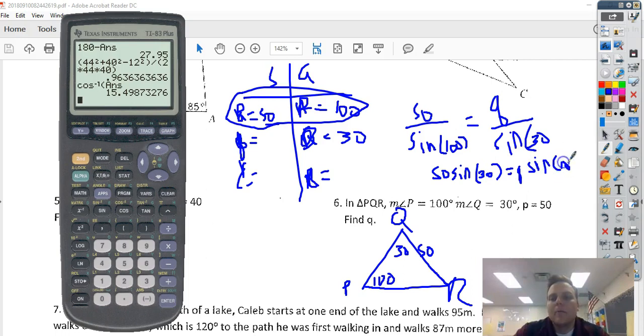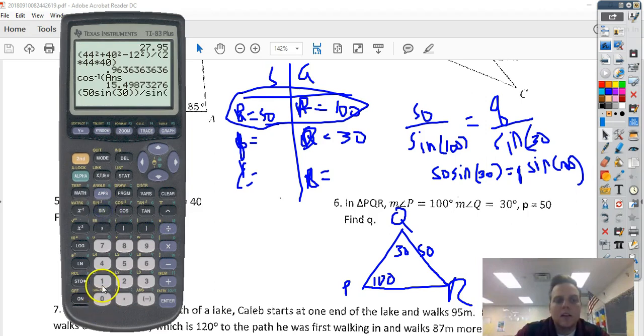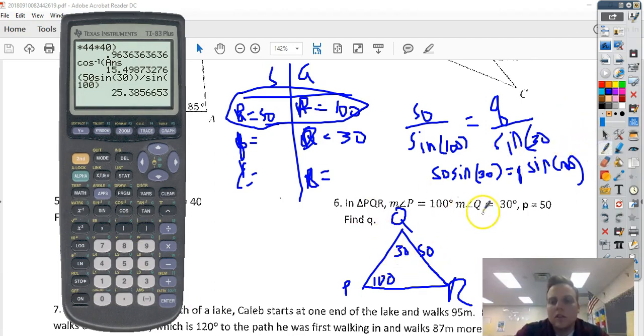I'm going to need to divide both sides by sine of 100 to get q by itself. So I'm just going to type that into the calculator. 50 sine 30, and I know I'm going to divide it by sine of 100. And I get that little q is 25.4. All right, awesome. Let's move on.